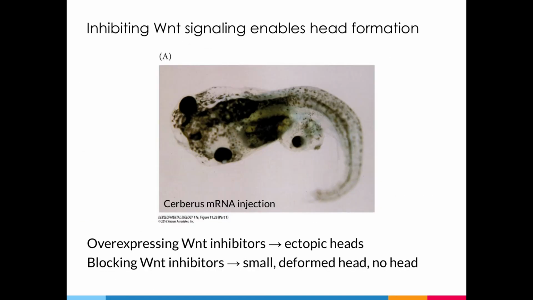Since inhibiting the Wnt pathway is important to allow the head to form, if you were to overexpress Wnt inhibitors, the embryo would end up forming extra heads or ectopic heads. In this image, the embryo was injected with an mRNA for the Wnt inhibitor Cerberus. As you can see, the embryo developed an extra head as a result. If instead you were to block Wnt inhibitors like Cerberus, then the head would not be able to form.